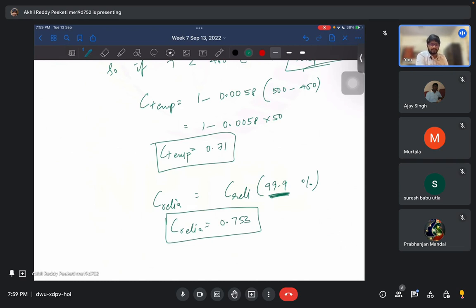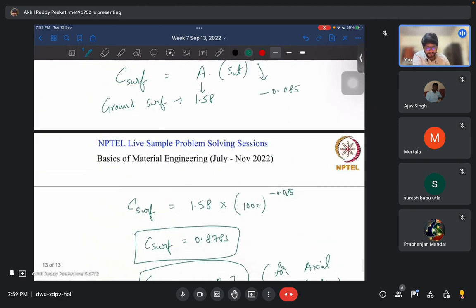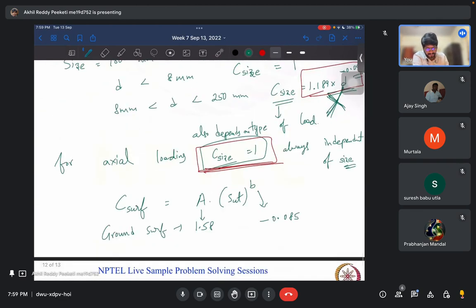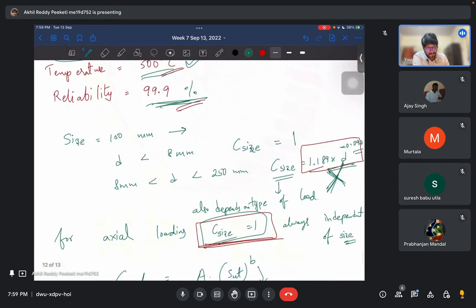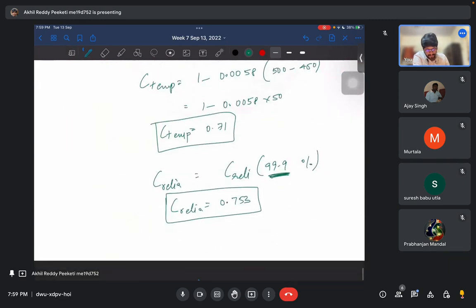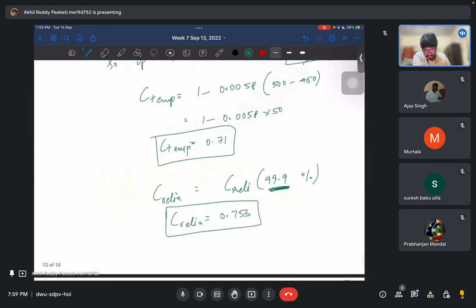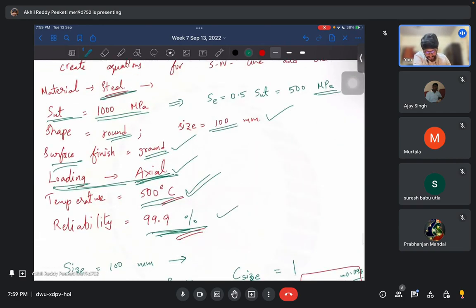So this data is also in your slides and the textbook. These equations are also from the textbook only. I'm not just making them up. So if you just check your textbook, or they are mentioned in the slides also. Now we have the correction factors for everything.